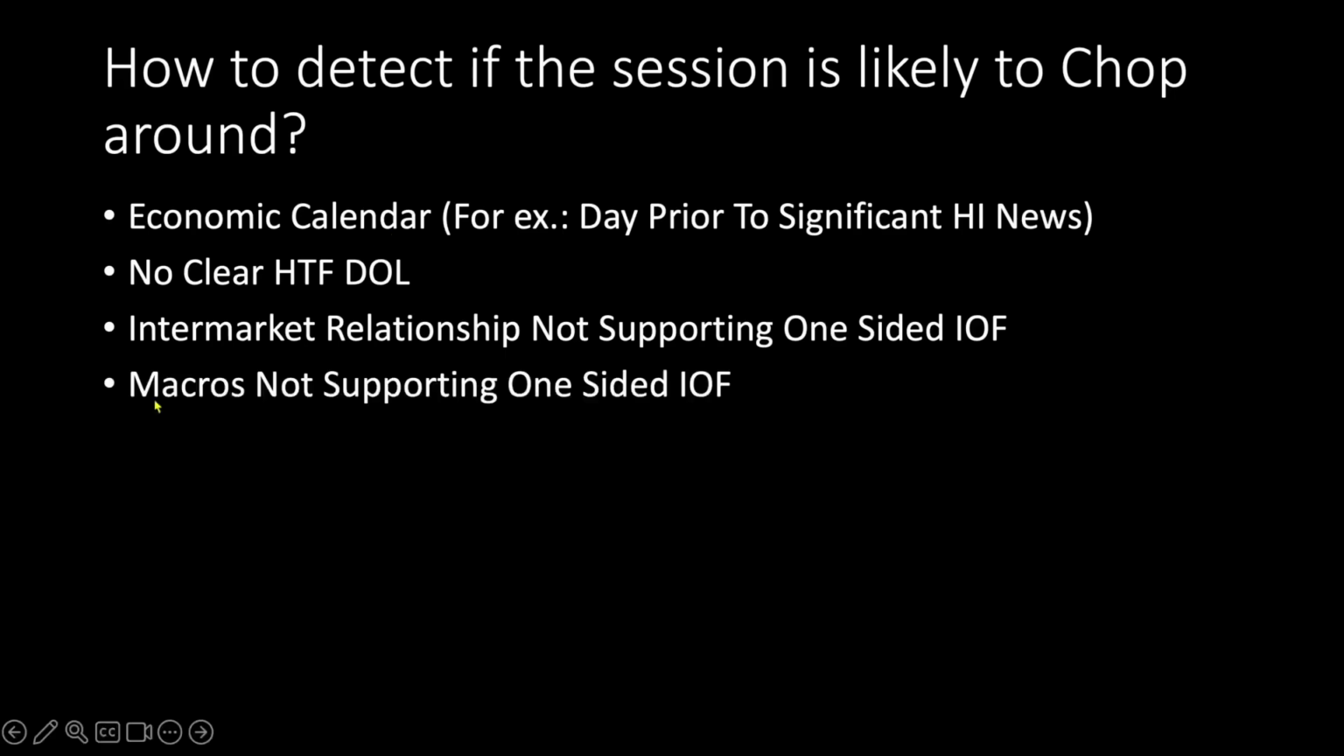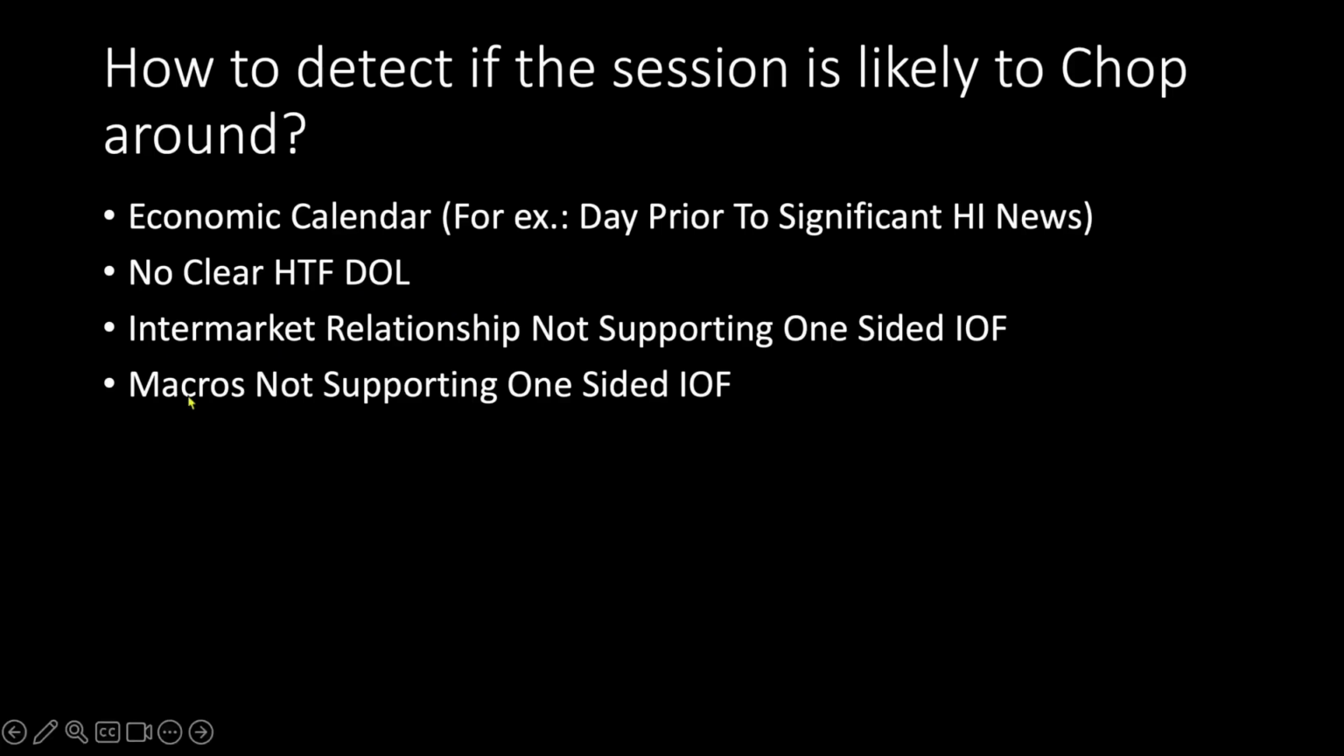And finally, the macros not supporting one-sided institutional order flow, meaning that the macros that we are focused on are not showing signs of the market wanting to reverse or expand, therefore not moving in a one-sided direction. Because if that would be clear, if that would be obvious, then of course we can say, well, the only reason why the macros would begin to expand is because there is a clear higher time frame draw on liquidity and because the market is predetermined to expand during that session.